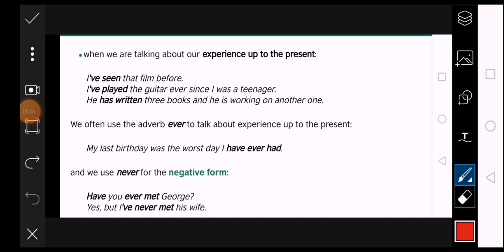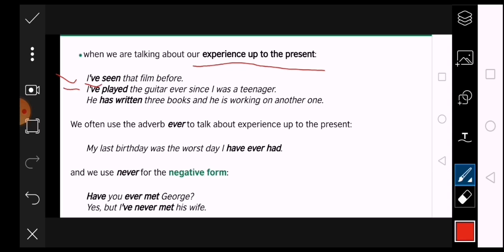Second use of the present perfect is when we are talking about our experience up to the present. For example, I've seen that film before. It means I have. This is the abbreviation of have. I've seen that film before. That means the man saw the film before and now he sees the film again.